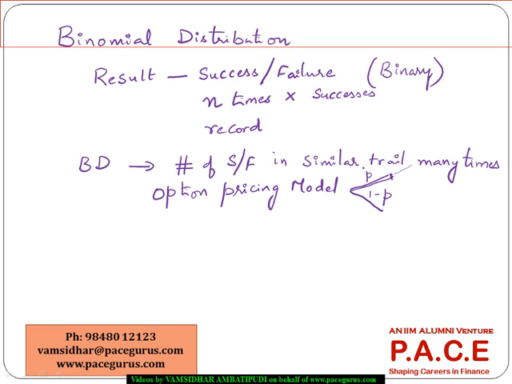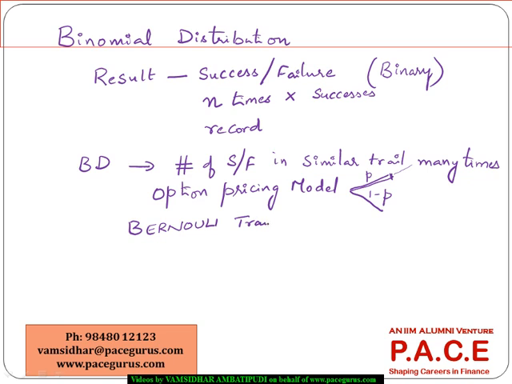If it goes up, I can treat it as a success, goes down, I can treat it as a failure. So whenever I am looking at only two possibilities, success and failure, and I am trying to model the number of successes or failures when an experiment is performed some n number of times, the behavior of that kind of random variable can be characterized using the binomial distribution. And the base for this binomial distribution is the Bernoulli trial.